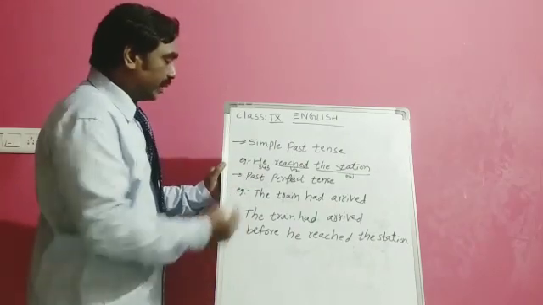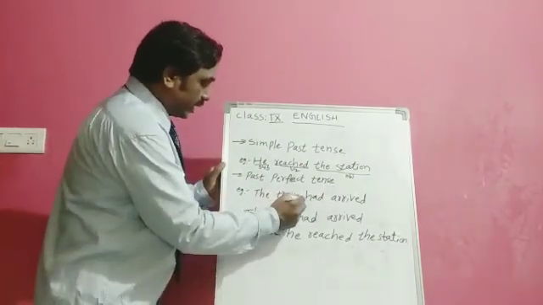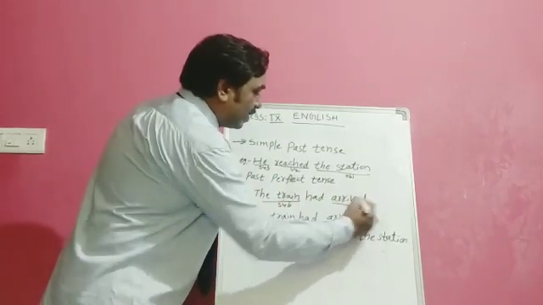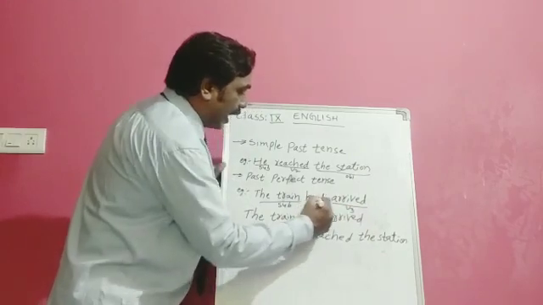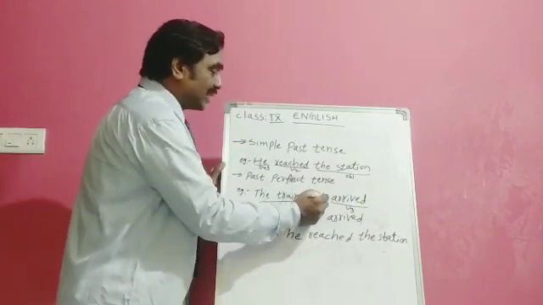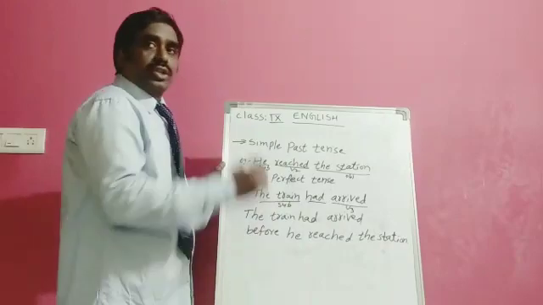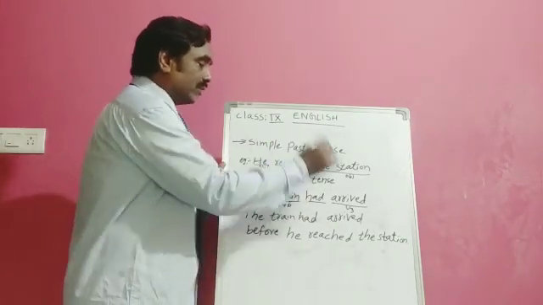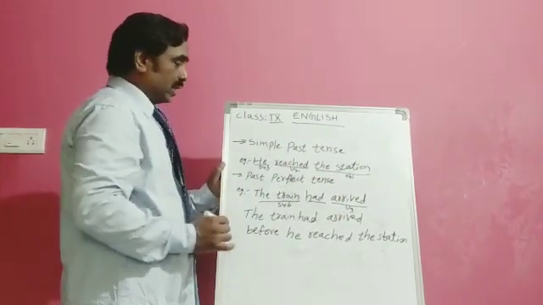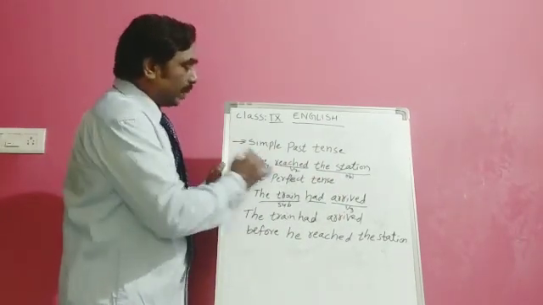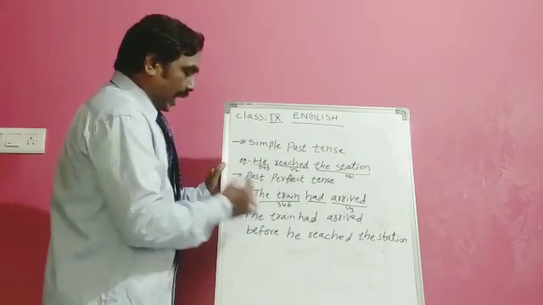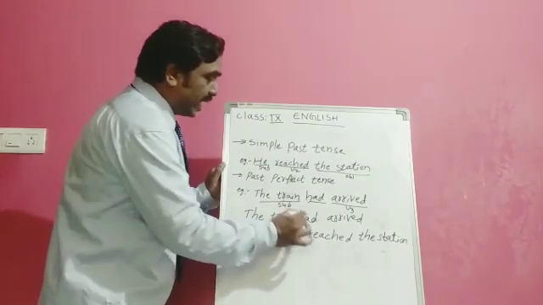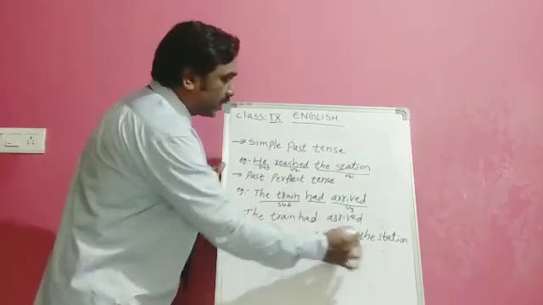See this example: The train had arrived. 'The train' is the subject and 'arrived' is the verb. This is the V3 verb, and here 'arrived' is preceded by 'had'. So in the past perfect tense the verb is always preceded by 'had'. If you combine these two sentences, the past perfect tense and the simple past tense, we write: The train had arrived before he reached the station.